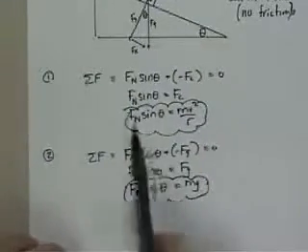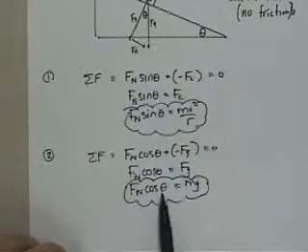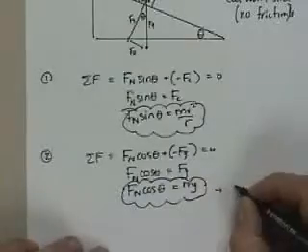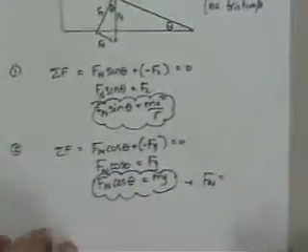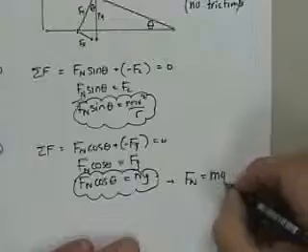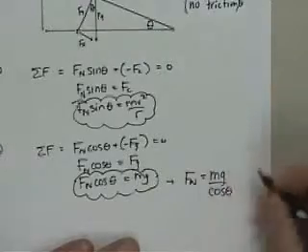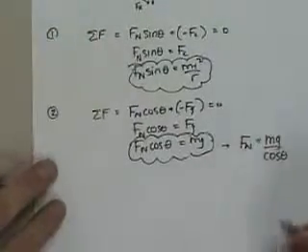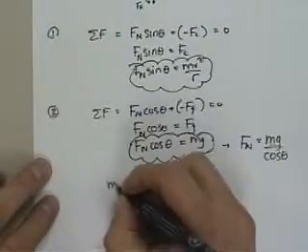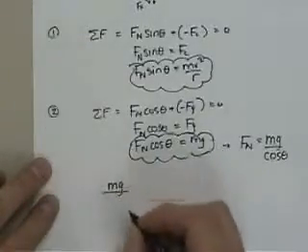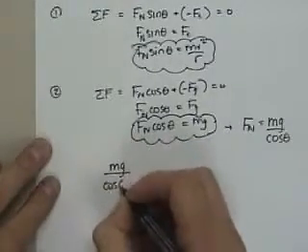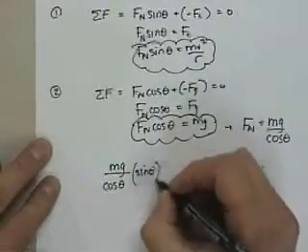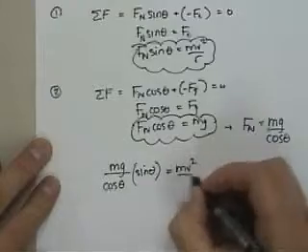So now I have Fn sine theta, and I have Fn cosine of theta. What I want to do is solve this one here for Fn. So Fn ends up equaling mg over the cosine of theta. Now I want to take this Fn and put it here. So I'm going to get mg over cosine of theta multiplied by sine of theta equals mv squared over r.